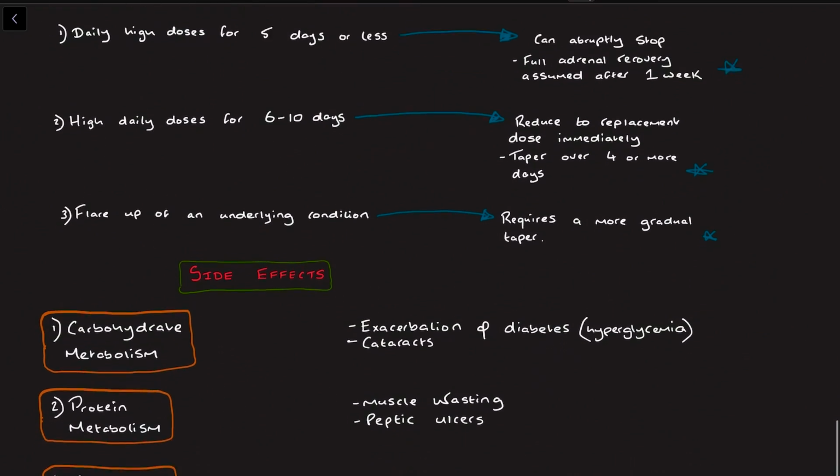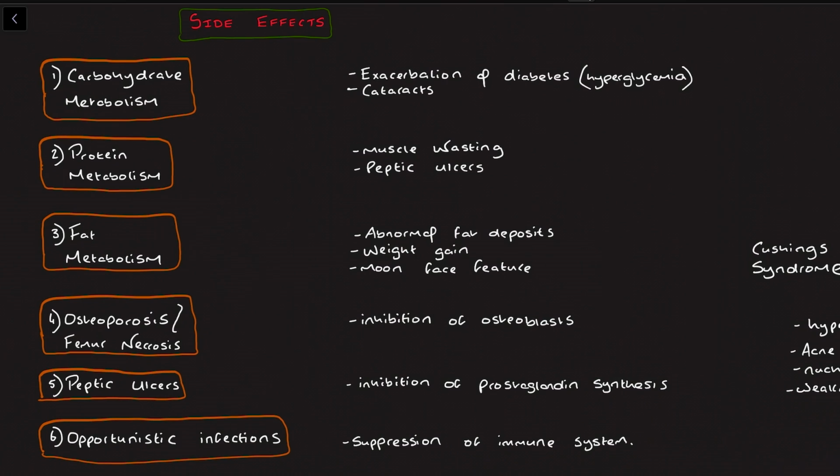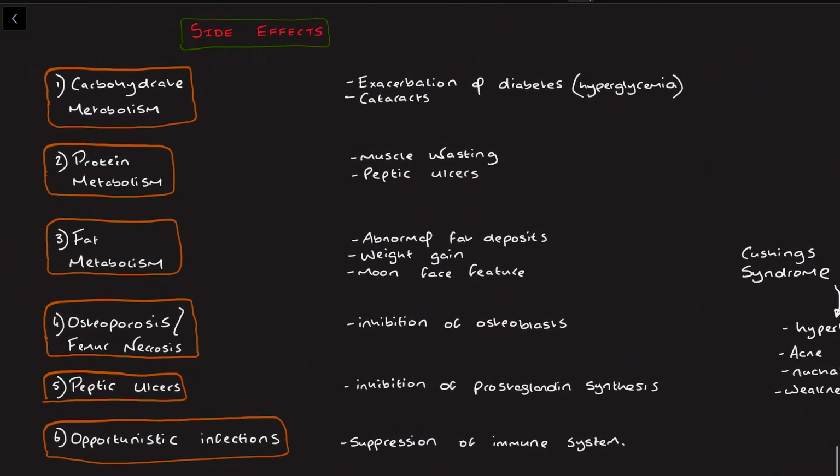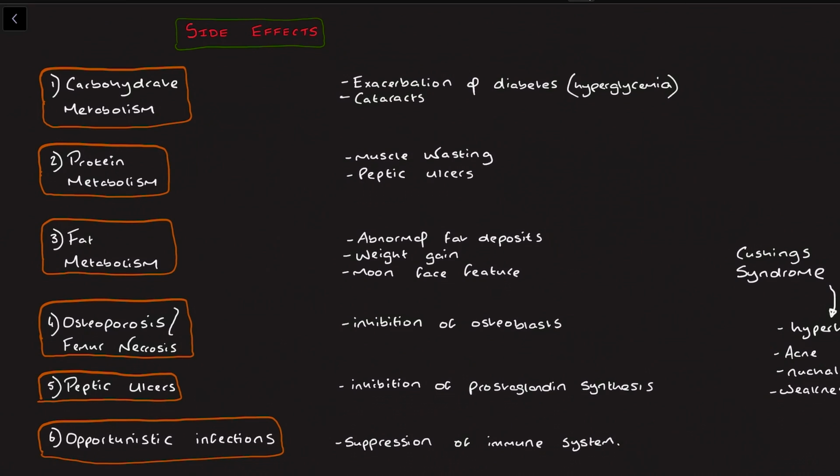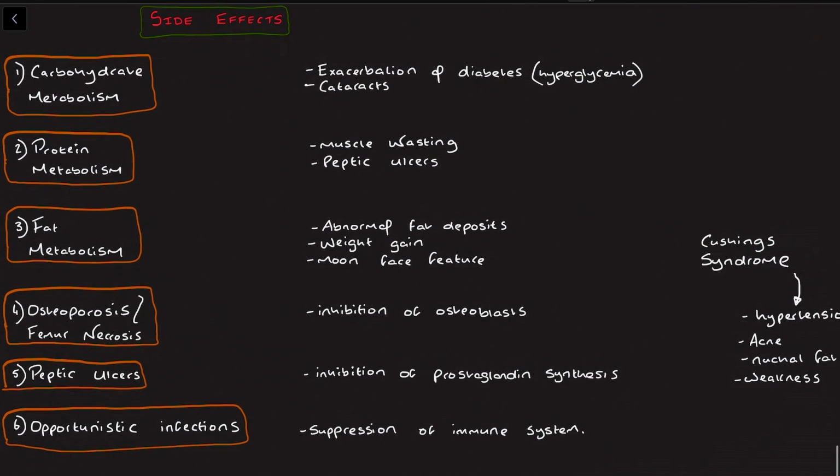Finally, I'll finish off with the side effects of glucocorticoid therapy. So, as I mentioned earlier, cortisol affects the metabolism. Therefore, the side effects of steroidal treatment primarily target certain metabolic cascades. So for effects of carbohydrate metabolism, it can cause exacerbation of diabetes, hyperglycemia, and cataracts. For protein metabolism, it can cause muscle wasting and peptic ulcers. And for fat metabolism, it can cause abnormal fat deposits.